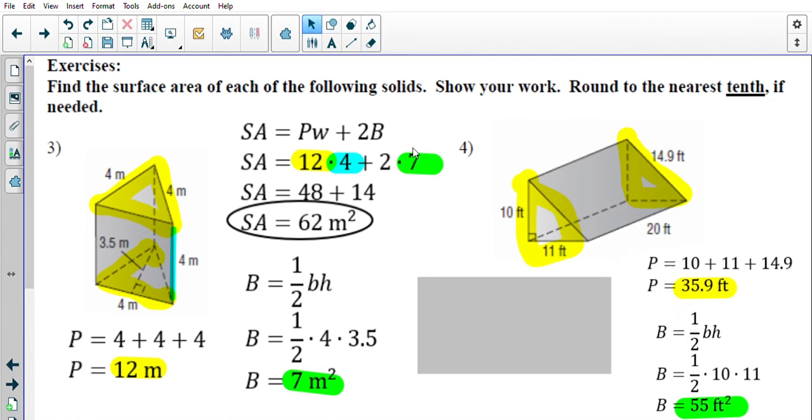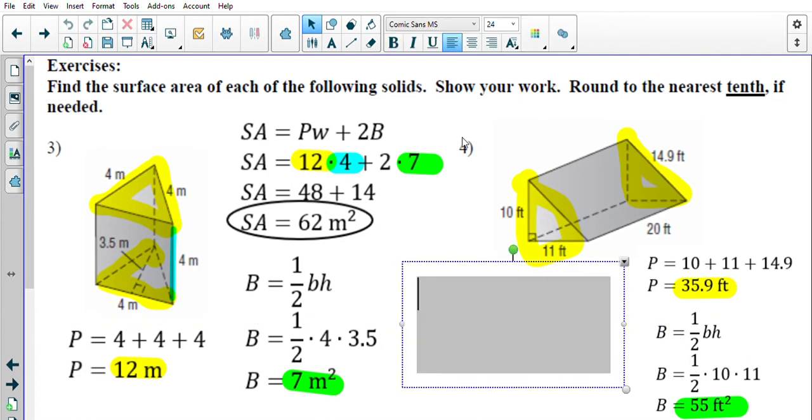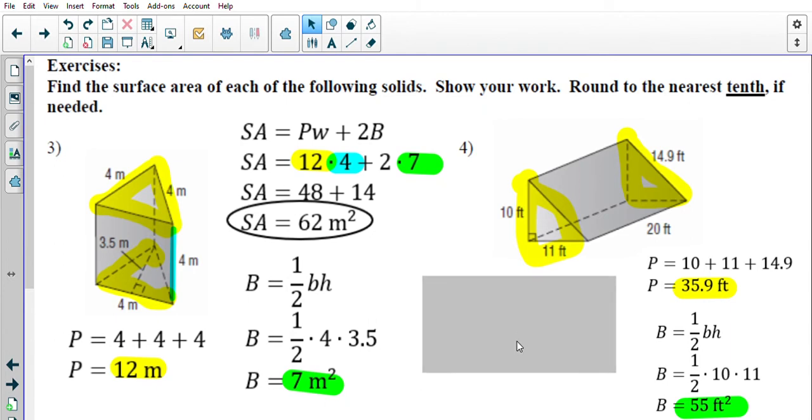All right, let's go ahead and find the surface area of this triangular prism. If the computer would cooperate with me, that would be nice.